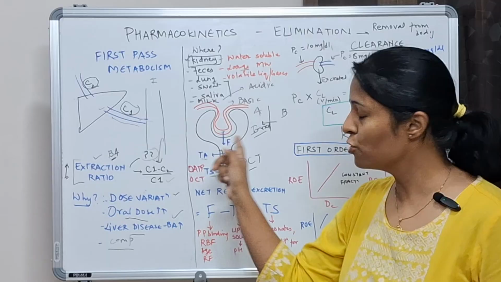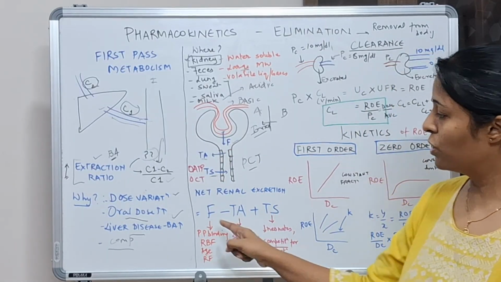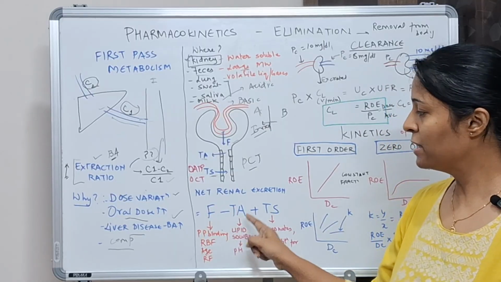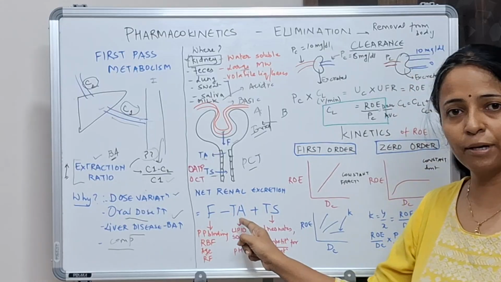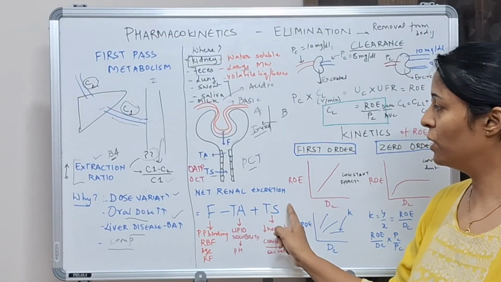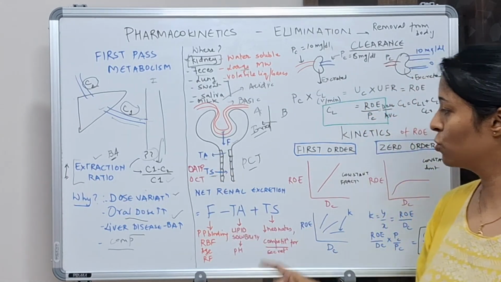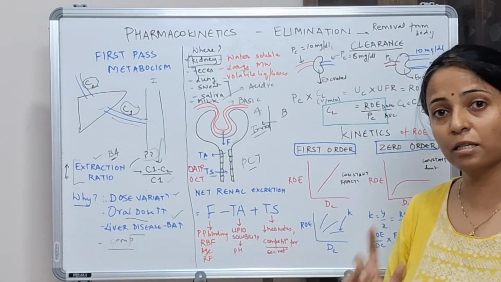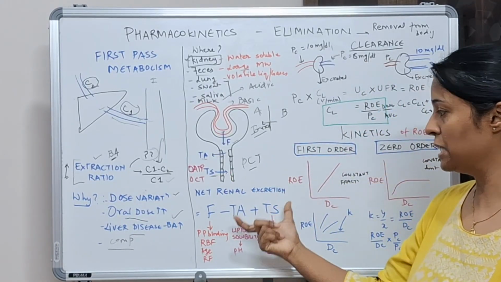Now net renal excretion, that means how much drug is being excreted. Since it is a combination of these processes, we can determine it by an equation. It will be filtration minus tubular reabsorption, because it has been absorbed and removed, so we subtract it, plus tubular secretion, because this is again the mechanism through which the drug is being added. So that is the net renal excretion of the drug.